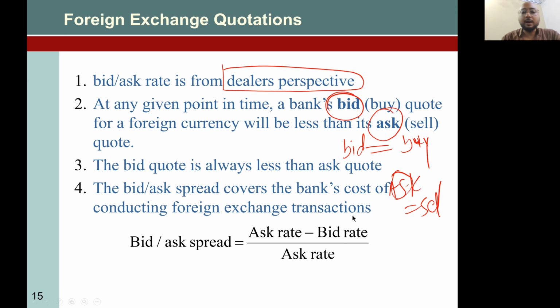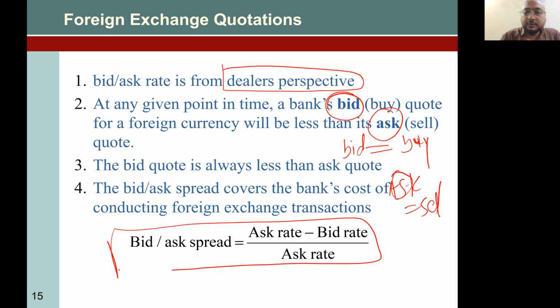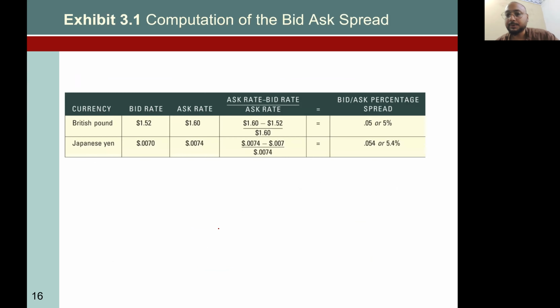Okay, and then we talked about what the bid ask spread is. Bid ask spread means ask minus bid divided by ask. So this is a ratio. And then we also saw exhibit 3.1 from your book, from the reading that I uploaded. So we have a bid and we have an ask, so the spread is 5%.